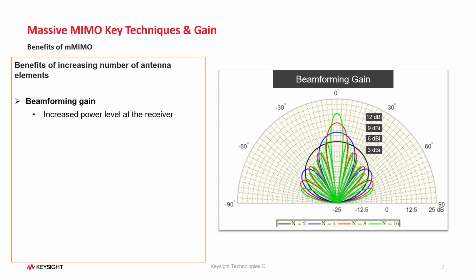Then about the benefits of massive MIMO and benefits of increasing the number of antenna elements. Obviously, the first benefit is the increased power level at the receiver. By adding the number of antenna elements, we get 3 dB additional gain always when doubling the number of antenna elements.